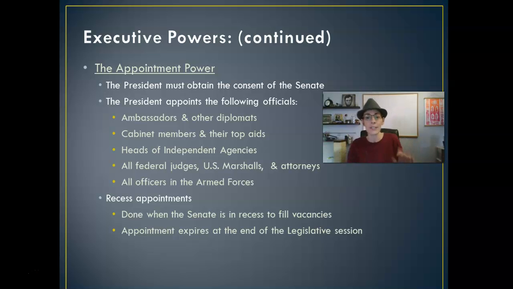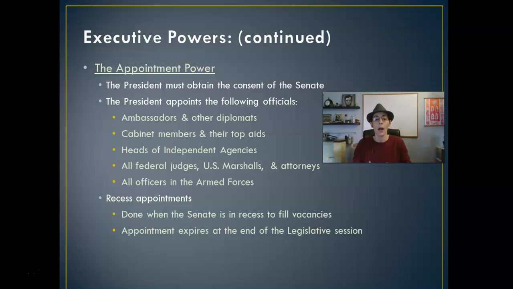There are certain federal offices designated by Congress, lower offices that are part of the bureaucracy, that the president does not need to seek congressional confirmation for. But the big ticket items, the cabinet positions, Supreme Court justices, ambassadors, all those things require consent of the Senate. So the president appoints ambassadors and other diplomats, cabinet members and their top aides, heads of independent agencies, all federal judges, U.S. Marshals and attorneys, and all officers in the armed forces. So he has a wide appointment power, but many of these positions require congressional approval, specifically Senate approval. And if the Senate does not approve, these people cannot take those positions.